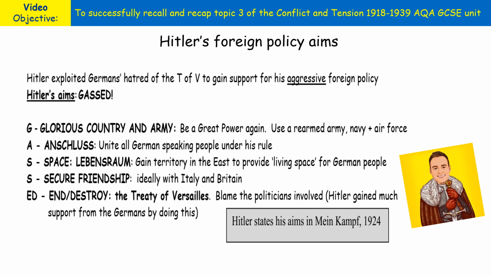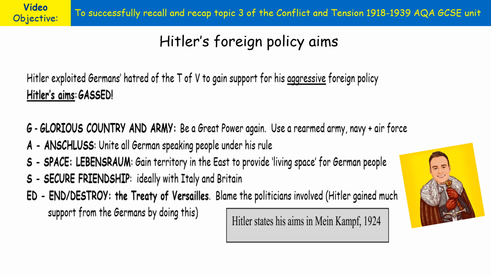The ED stands for ending or destroying the Treaty of Versailles, because Hitler blamed German politicians for signing the Treaty of Versailles in the first place, and he absolutely resented most of the terms. In fact, he resented all of the terms of the Treaty of Versailles. So he wanted to end the restrictions of the Treaty of Versailles on Germany.